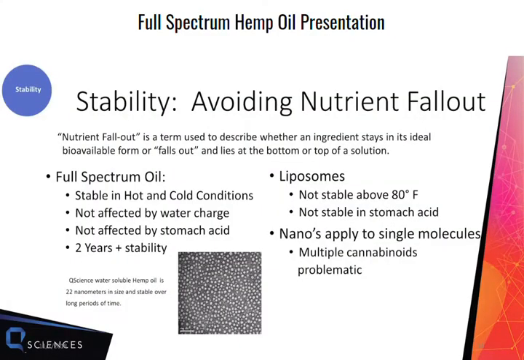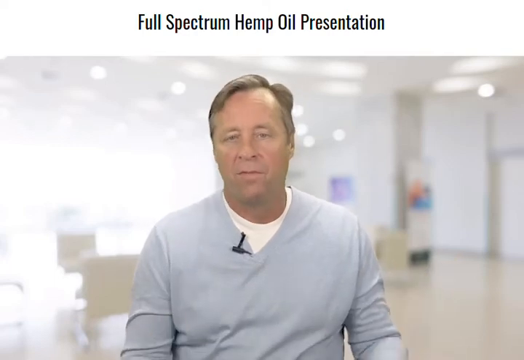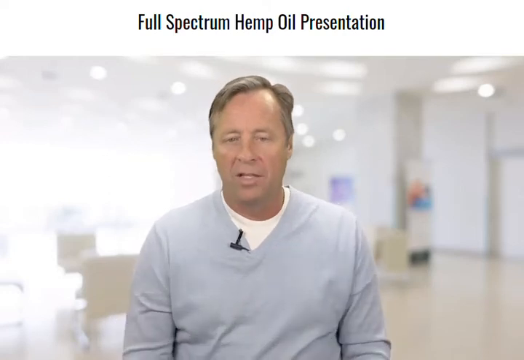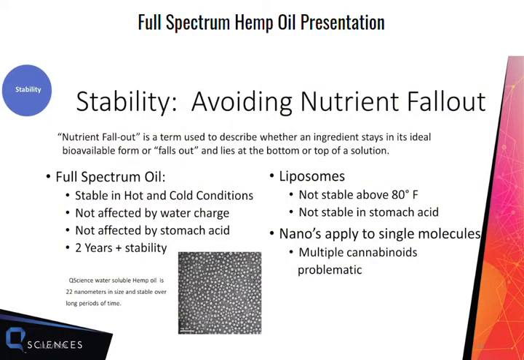So let's talk about the next pillar in our full spectrum oil, which is stability. Stability is a very critical factor in making full spectrum hemp oil products. A lot of companies will come out and say, hey, we've got this bioavailable form, this liposome or this nano that is just the best thing ever. But one of the things that no one talks about in these products is the stability. One of the terms we use in the industry is nutrient fallout. It's a term used to describe whether an ingredient stays in its ideal bioavailable form or falls out and lies at the bottom or the top of a solution.